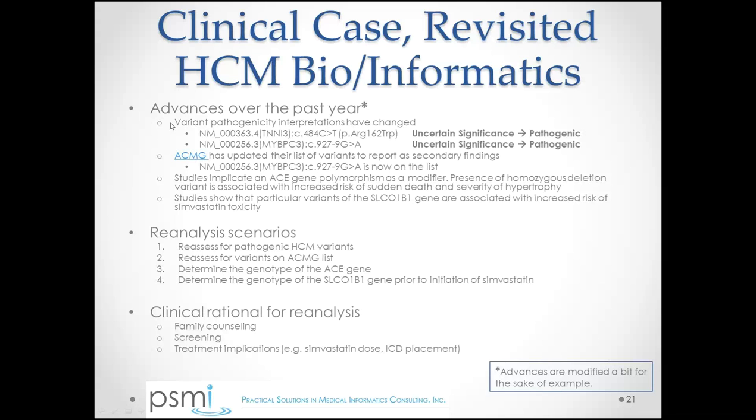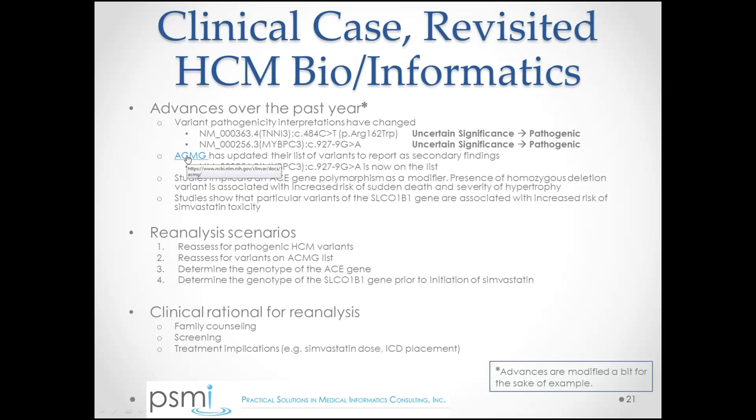Let's say, for instance, that the variant pathogenicity interpretations have changed. So 2 of the variants that were of uncertain significance are now known to be pathogenic. One of the variants we actually detected in this patient, but this other variant, which is in an intron, we hadn't even identified because it had been filtered out. Now we believe that both of these variants are pathogenic.